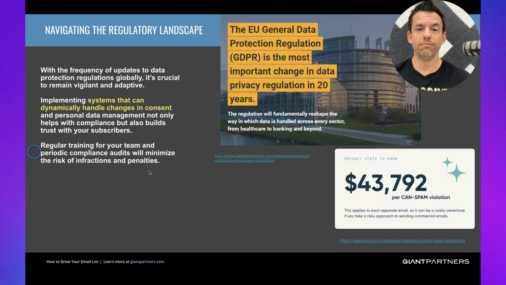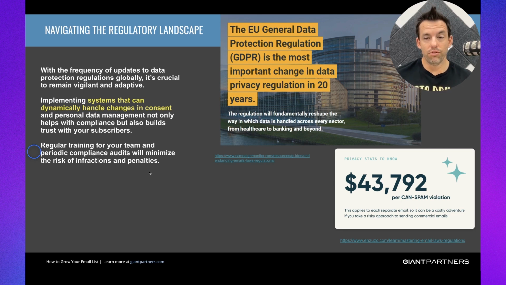And as I mentioned, these regulations are coming from countries, states, and other institutions. The regulatory landscape is becoming more and more murky and complicated. The EU had the biggest one with GDPR. It fundamentally reshaped the way data is handled across every sector. Not a lot of companies in the US have to do it because they don't market to Europe, but if you have business in other countries, the GDPR was the big new shift in handling people's data.